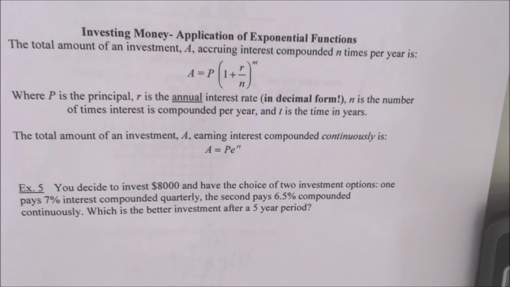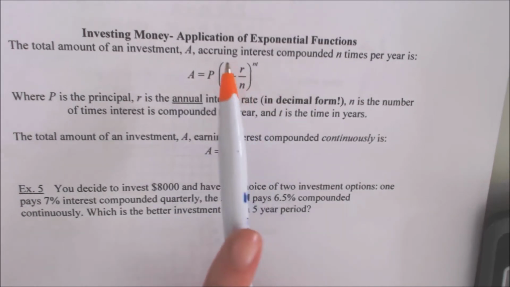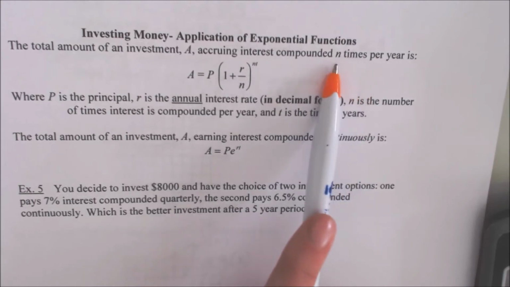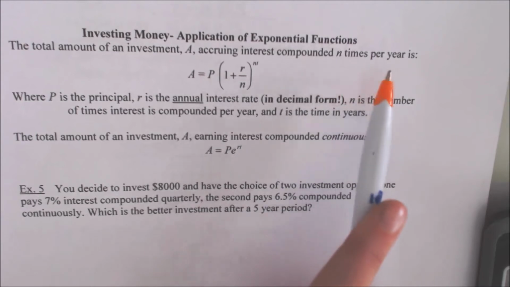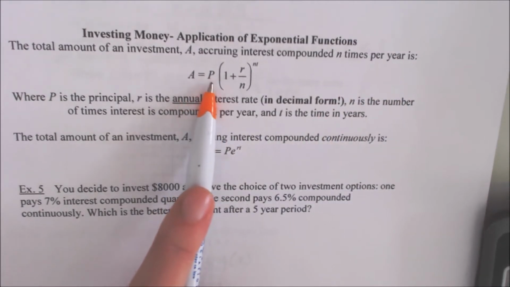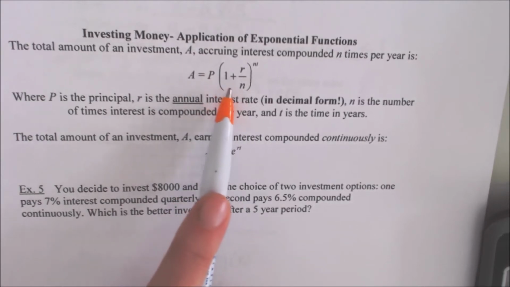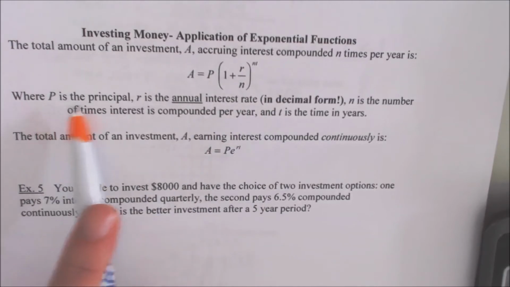And so we have 2 equations we can use to look at how much money we would have in an account, an investment, if we let it sit in the account and let the interest accrue. So it says the total amount of an investment A, so A is the amount of money we're going to have after a certain time period, accruing interest compounded n times per year. So remember what these variables mean. N is the number of times per year the interest is compounded. The formula for this is A equals P times (1 plus R over N) to the NT power. P is the principal.